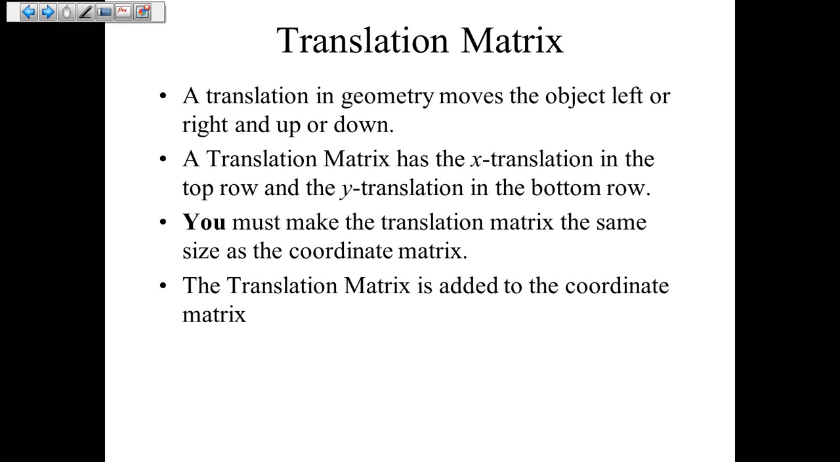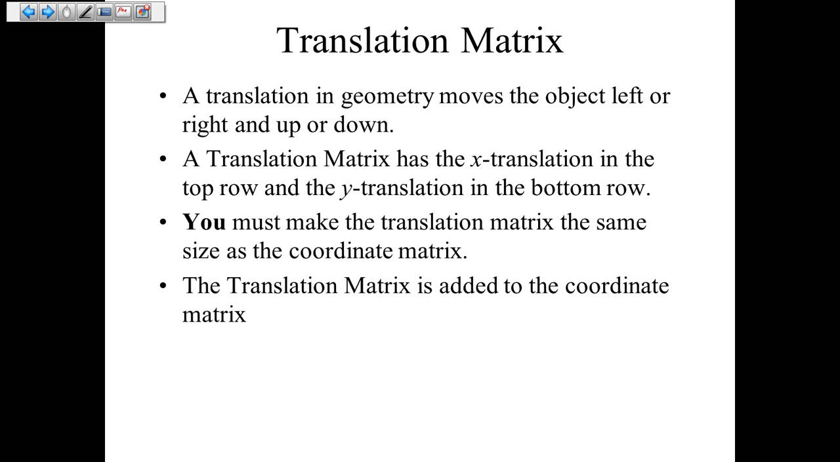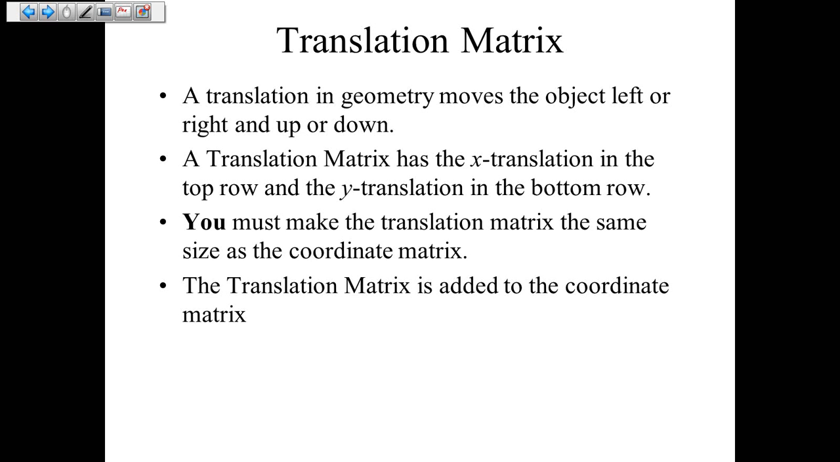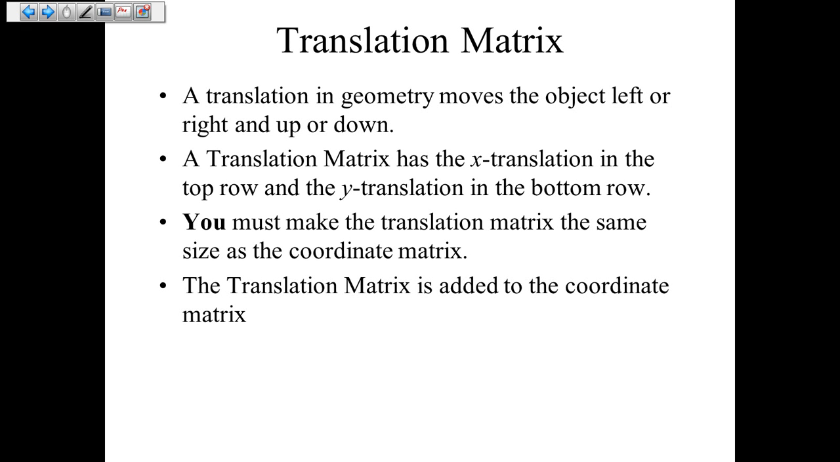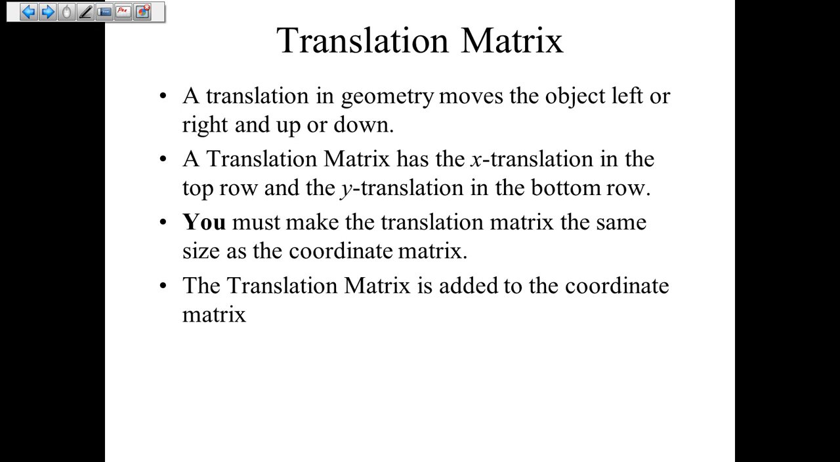A translation matrix has the x translation in the top row. That is, if we want to move the objects left or right, we put however far we want it to move left or right in the top row of the translation matrix. However far we want to move it up or down, that's a change in the y-coordinate, and it goes in the bottom row.